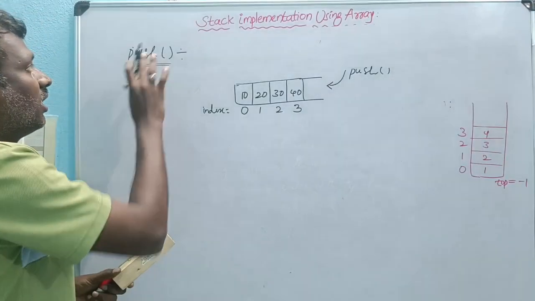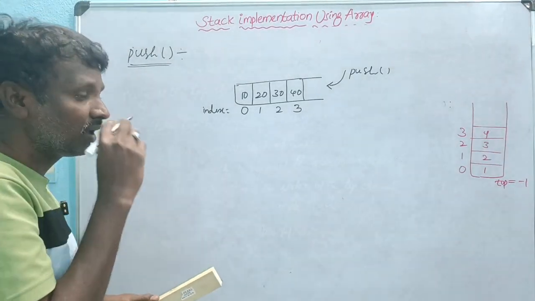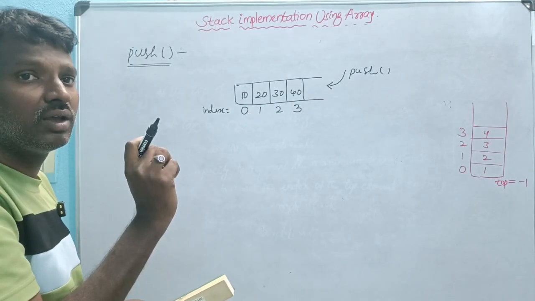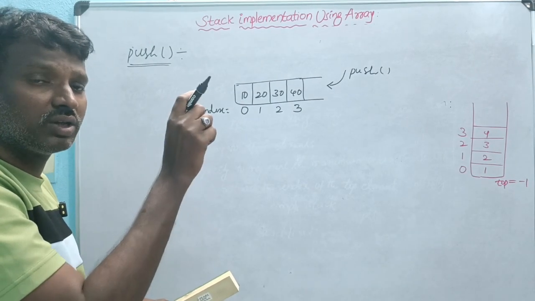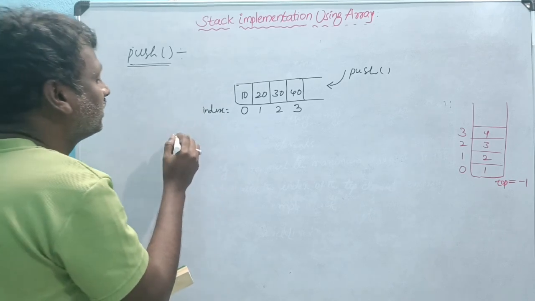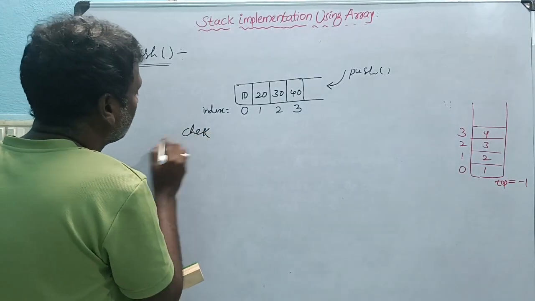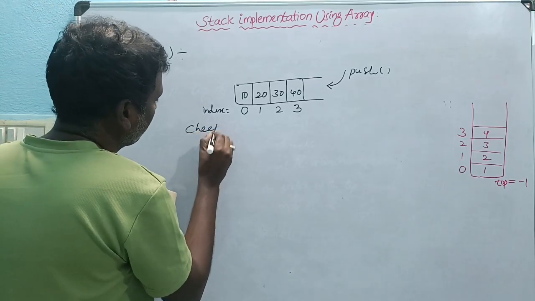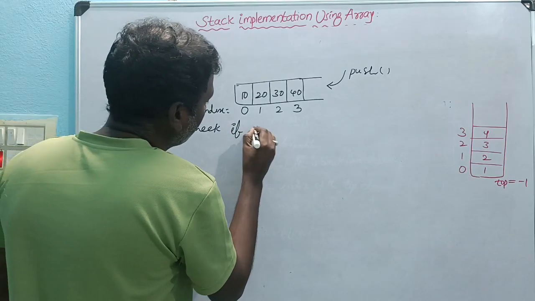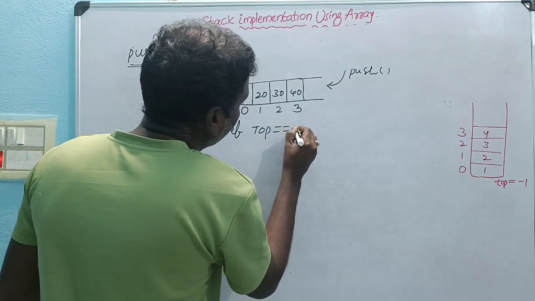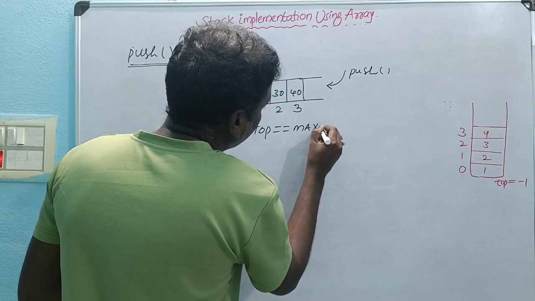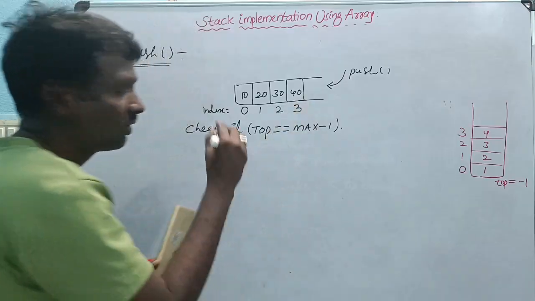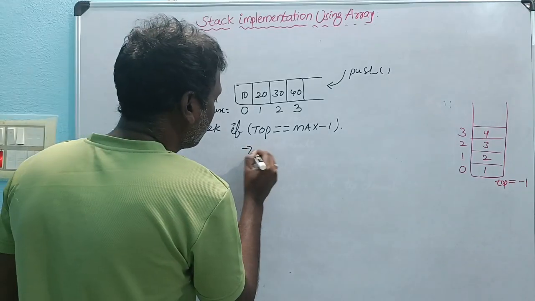So this is the push operation. When performing the push operation, first check whether stack space is available or not. So that's why I'm putting here: check if top equal to max minus 1, then what happened? Stack is overflow.